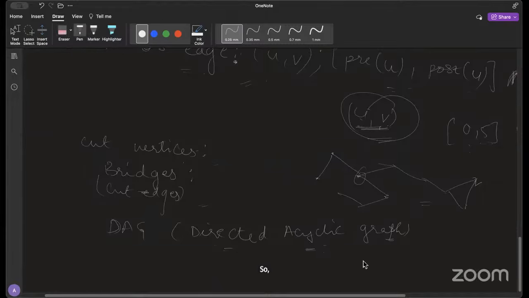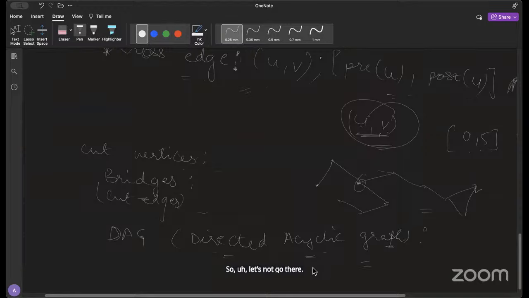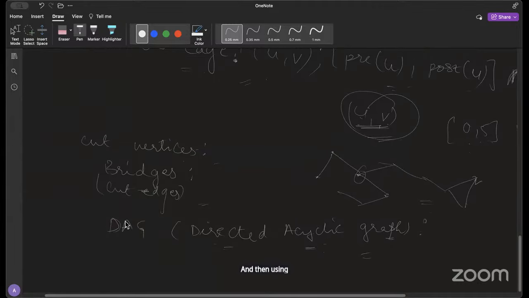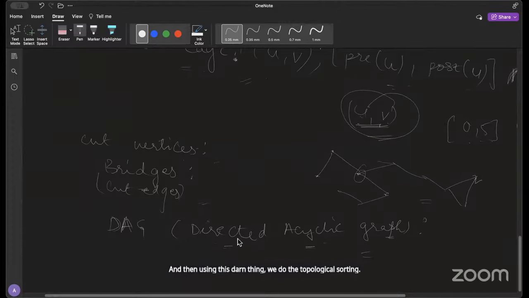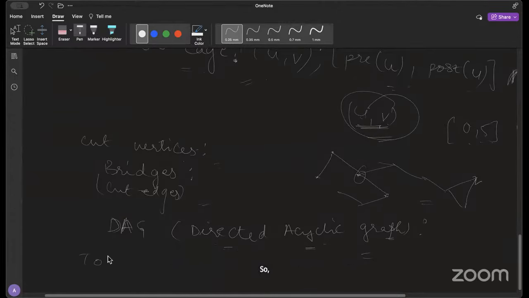So let's not go there. A DAG is basically a directed graph which is acyclic. That means no cycles there, right? And then using this DAG, we do the topological sorting. So what is topological sorting?